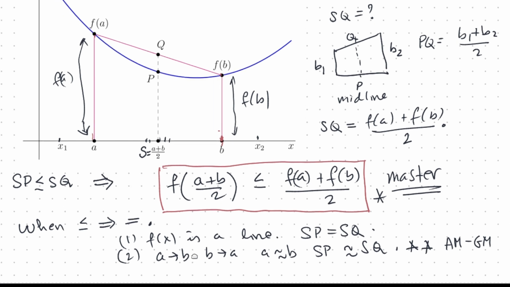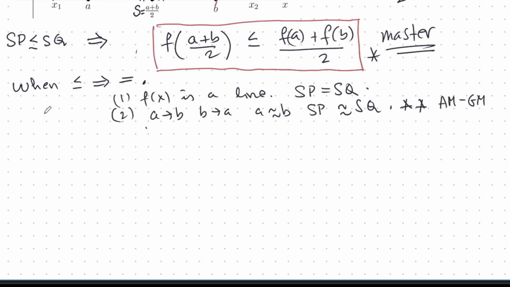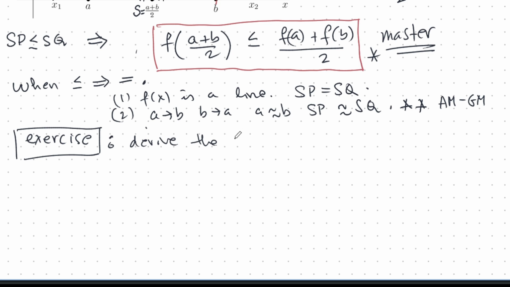Right, so let's look at some examples. Let me leave that up there and let's go through a few examples. But before the examples, I want you to do an exercise, and I want you to derive the inequality, the similar one, it's not going to be the same, for convex down, for f of x convex down.